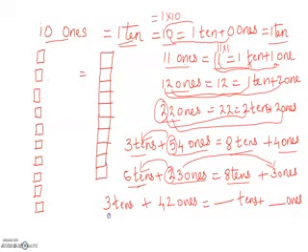Now we can see that here 3 tens plus 42 ones. Here in 42, the 4 is in the tens place. So we have to give that 4 to the tens group. Now in the tens group we have 3 tens and 4 tens. 3 plus 4, that is 7 tens plus how many ones? 2 ones.